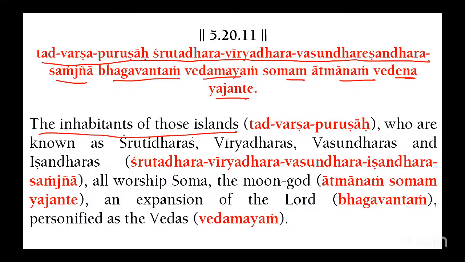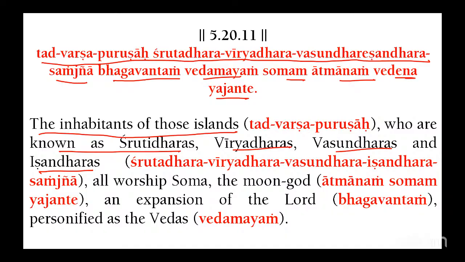The inhabitants of those islands are known as Shrutidharas, Viryadharas, Vasundharas, and Ishandharas. So just like in each of these tracts of islands, the 4 classes have different names. Just like in Plakshadweep they had different names, now here in Shalmalidweep also they have different names.